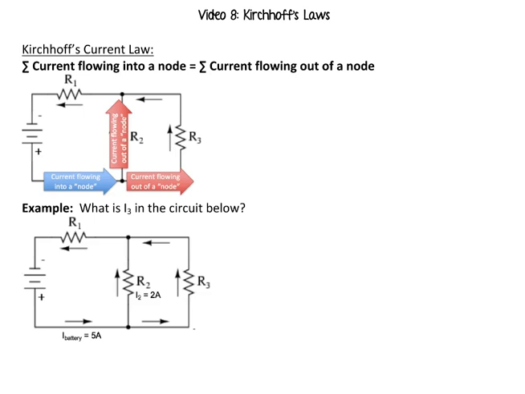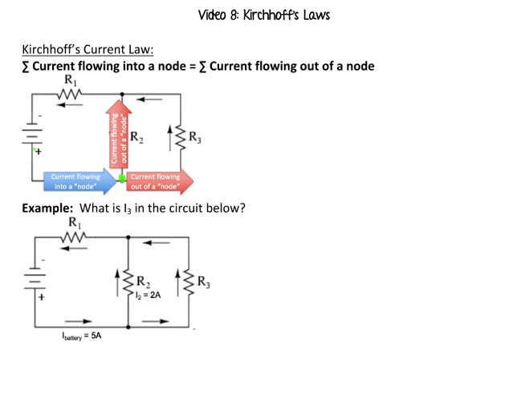The first is Kirchhoff's current law, which is that the sum of all the current flowing into a node is equal to the sum of all the current flowing out of the node. So first, what do I mean by a node? Think of a node as like an intersection in the road. So this right here is an intersection.